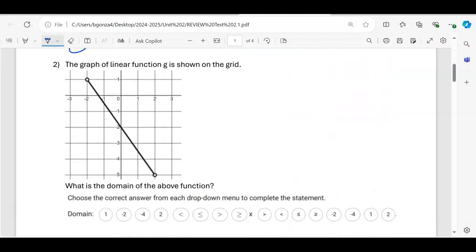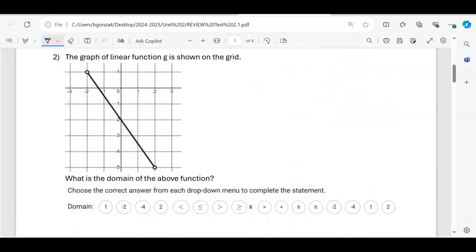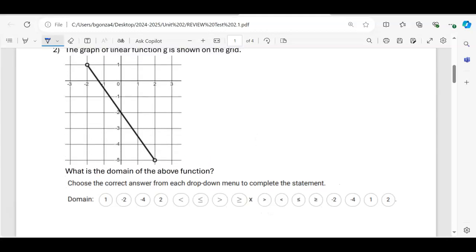All right, number 2, graph the linear function. The graph is shown on the grid. What is the domain of the function below? Domain, X, right? From left to right. So right here on the far left, this is -2. So I would use -2 first.